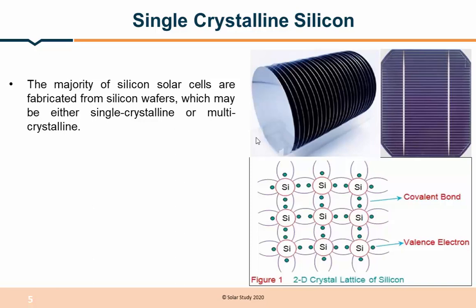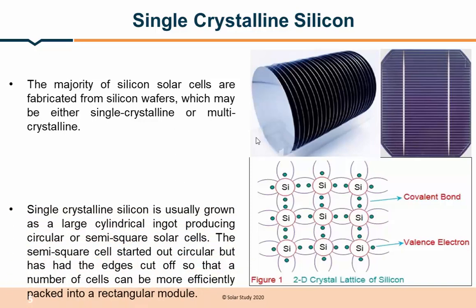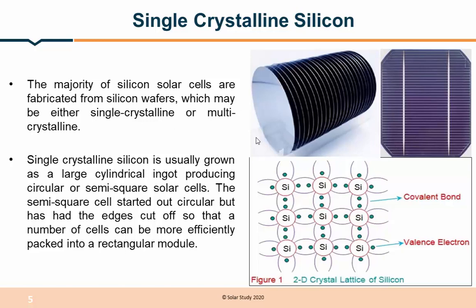Most silicon cells are made from the silicon wafer. These wafers, as I already told, are either single crystalline or multi-crystalline. Single crystalline silicon is grown like this: if I combine so many silicon atoms to make a silicon cell, it is formed in a cylindrical ingot, and after slicing that ingot we get a circular shape. Then the semi-square structure, like polycrystalline, is in a square or rectangular shape. While cutting that one we get an exact square.